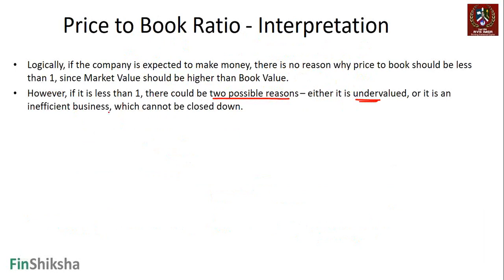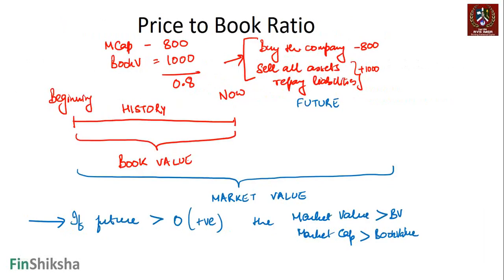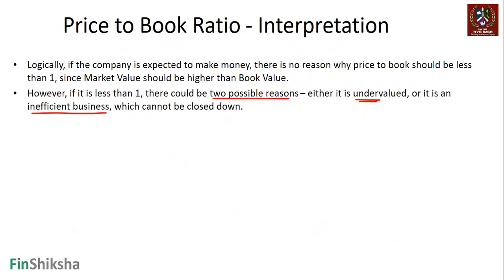The second possible reason is that it is an inefficient business, which means your future in this case is actually negative, right? Now, even if it is negative, theoretically you should be doing the same. Buy the company, close the business. If you think the future is going to lose value for you or reduce value for you, it might actually make sense to cut down on the future completely, close the company and distribute the assets today itself, right?